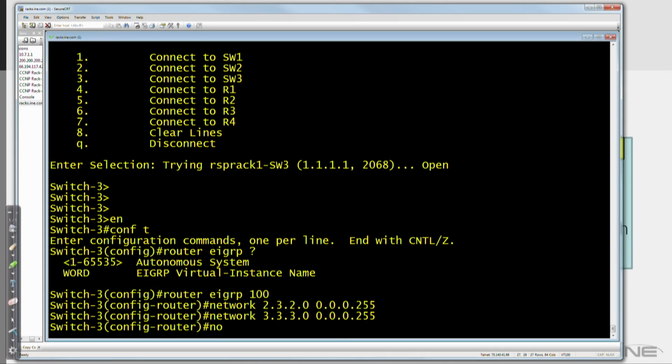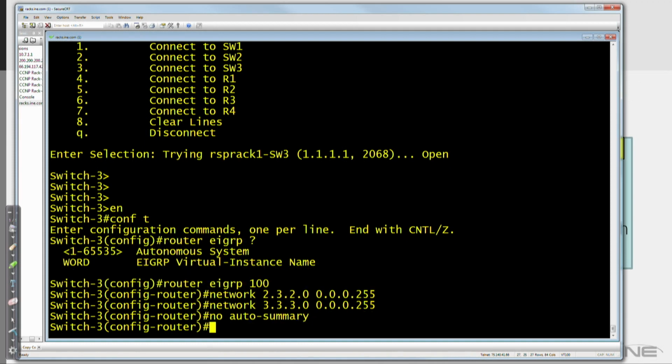And I'm also going to type this command, no auto-summary. In a lot of the newer Cisco IOS, this is actually the default, which means don't automatically summarize things. If I want to do summarization of networks, I want to have control over it. I want to use specific commands so I can control what gets summarized and what doesn't. So that's what no auto-summary says: do not summarize. Some of the older versions of Cisco IOS, like 12.3 and 12.4, actually defaulted to auto-summary.